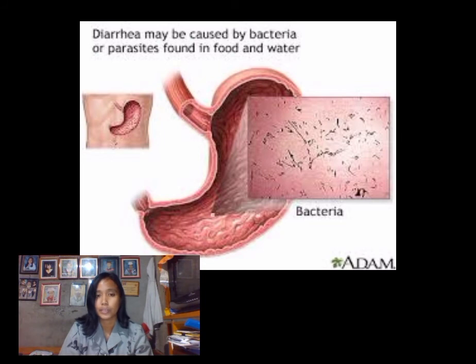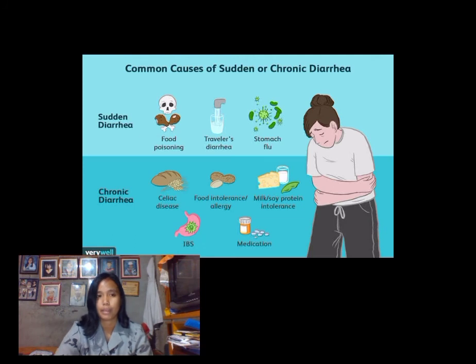Diarrhea that lasts more than a few days could be an indication of a more serious problem. The common causes of diarrhea include bacteria from contaminated food or water, viruses such as the flu, norovirus, and rotavirus. Rotavirus is the most common cause of acute diarrhea in children. Parasites, which are tiny organisms found in contaminated food or water. Medicines such as antibiotics, cancer drugs, and antacids that contain magnesium. Food intolerance and sensitivities, which are problems digesting certain ingredients or foods.